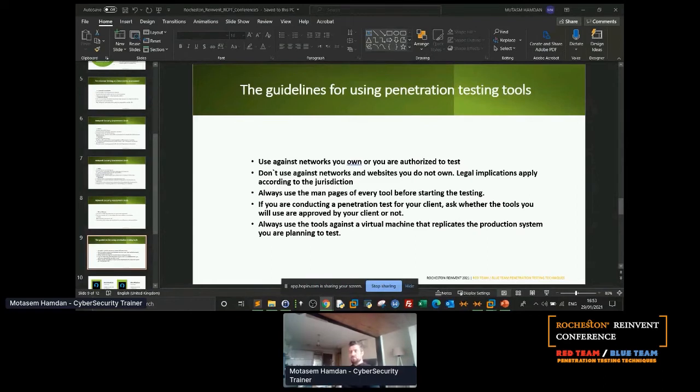The last one: always use the tools against a virtual machine that replicates the production system you are planning to test. Basically, my client has authorized me to test X system or X computer or X server. I run my testing and I found that there's a vulnerability. My client asked me to provide a proof of concept that this vulnerability is exploitable. Instead of going ahead and exploiting the vulnerability on the client system, don't do that. Before that, take a backup of your client's computer, implement it in a virtual machine, exploit it offline, make sure that everything works perfectly, and then do it live on the production system.